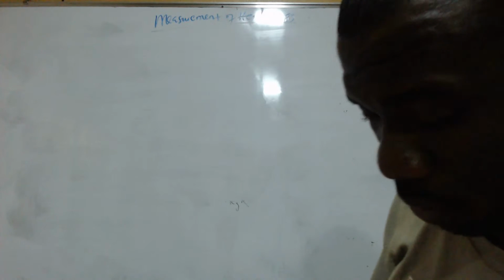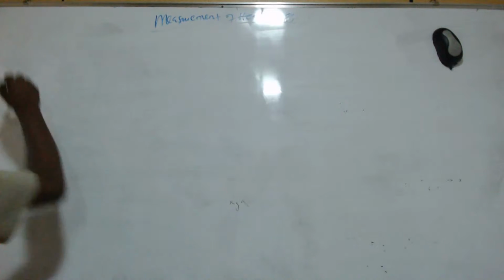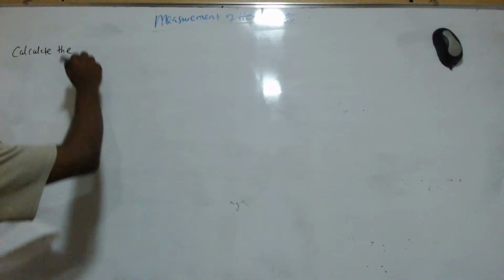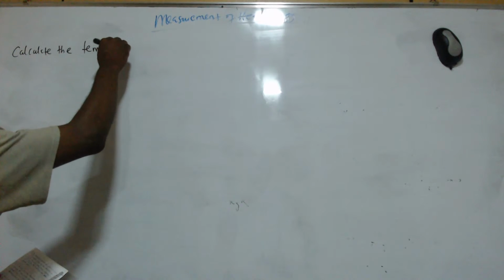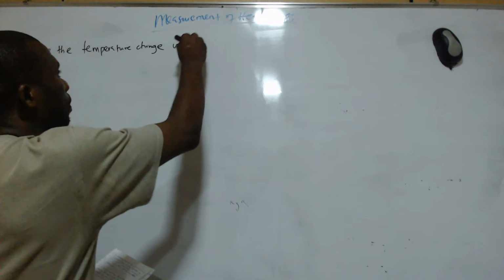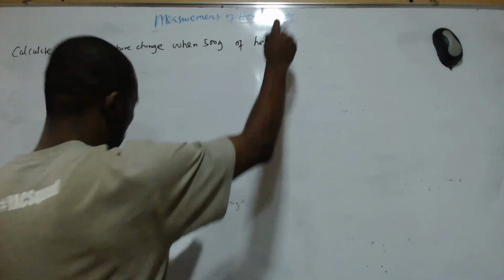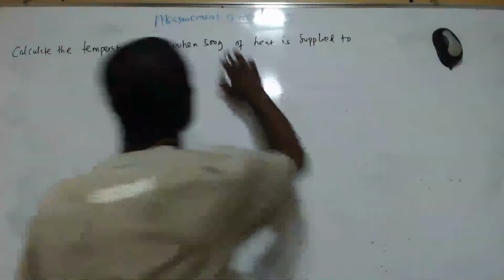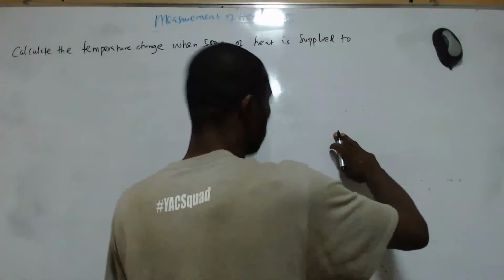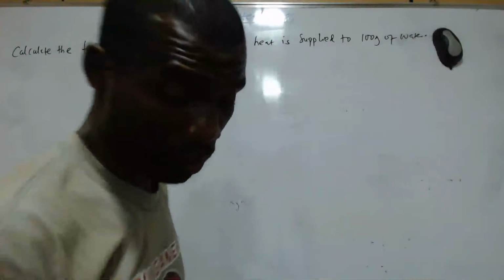This one says a metal... compute or calculate the temperature change when 500 joules of heat is supplied to 100 grams of basalt. Now, let us calculate the temperature change.